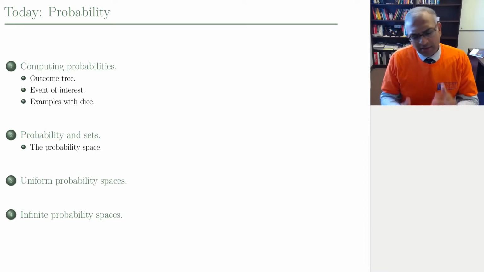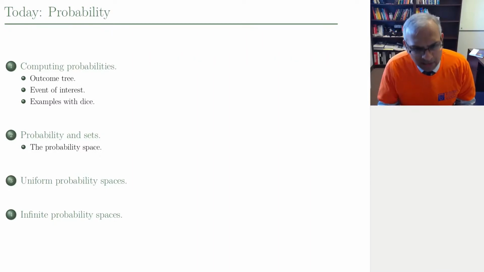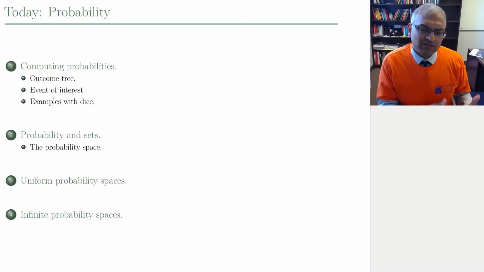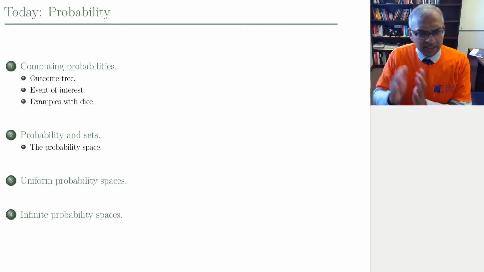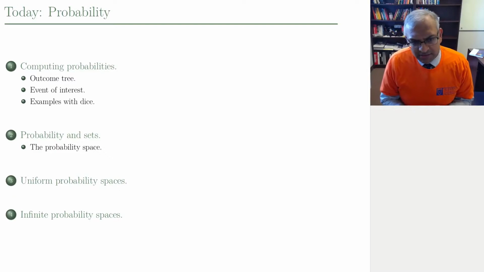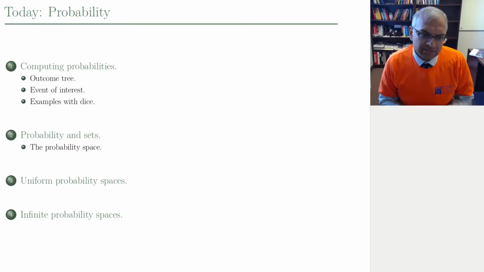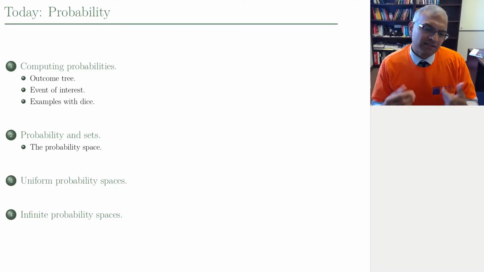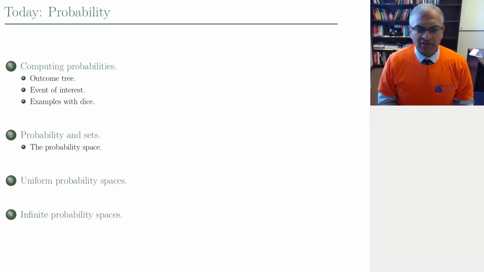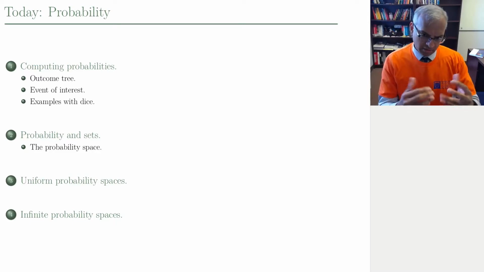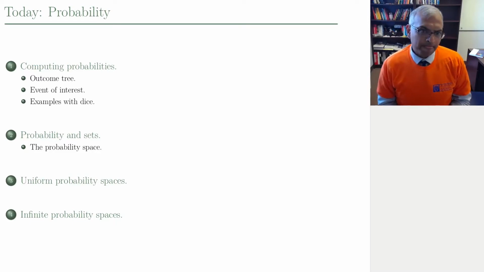Okay. And then discuss a little bit of the sort of mathematical foundations of probability. The mathematical foundations of probability lie within the mathematical foundations of sets. So we'll talk about probability and sets. And then we'll discuss certain situations where computing probabilities can be much easier than the general case. And these are sort of uniform probability spaces where things are uniformly distributed. At the end, I'll touch on the concept of infinite probability spaces, in the context of discrete probability spaces. Okay. And so let's begin.